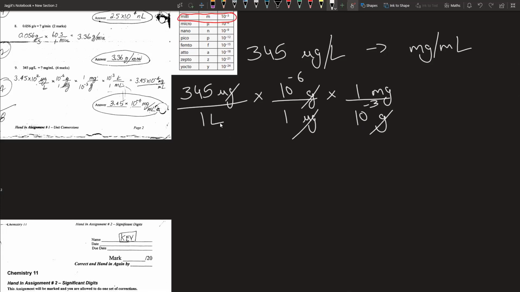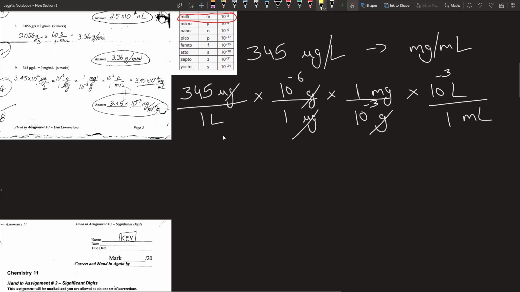And now we finally just need to change from liters to milliliters. I have liter at the bottom, so I put liter at the top. And I have to convert it to milliliters, which needs to go at the bottom. And guys, this is non-regular. I put 1 beside it. And milli is 10 to the power minus 3. So I say 1 milliliter is 10 to the power minus 3 liters. Did you guys understand that?